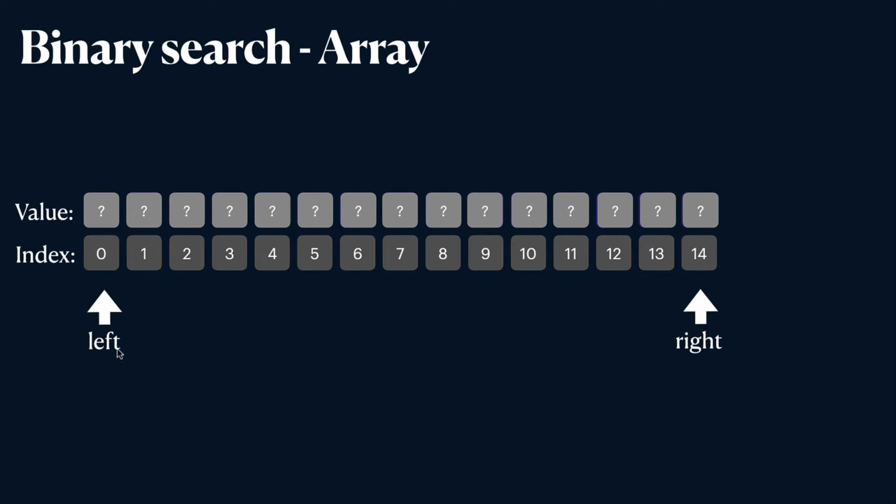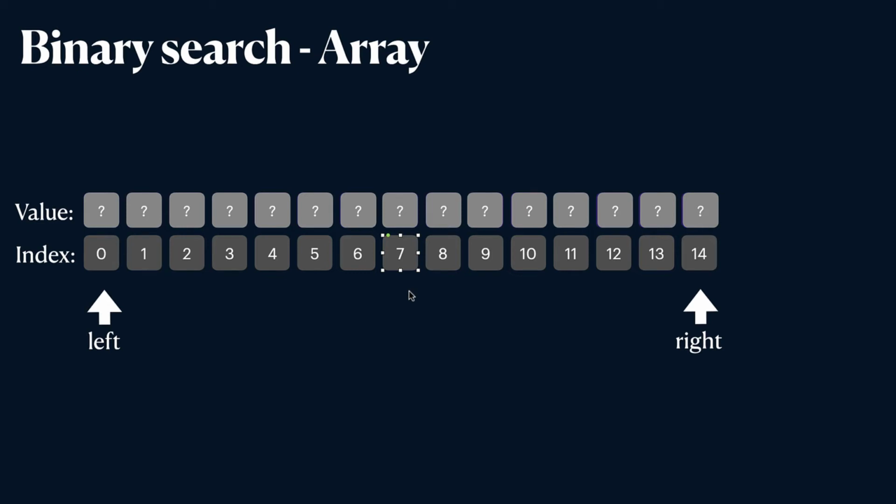And we have two pointers. One pointer is pointing at index 0, and the right pointer is pointing to the last index. In this case, it's 14. So what we need to do first is understand the middle between those two indexes. And that will be basically 0 plus 14 divided by 2, and it will be 7.